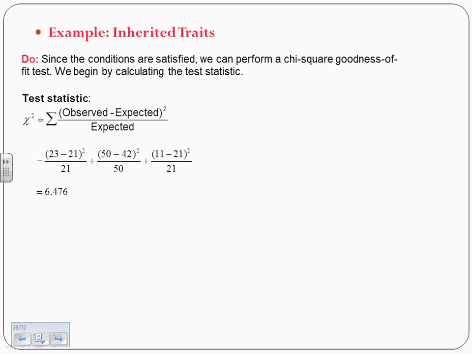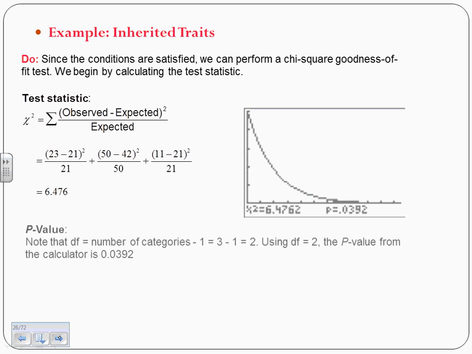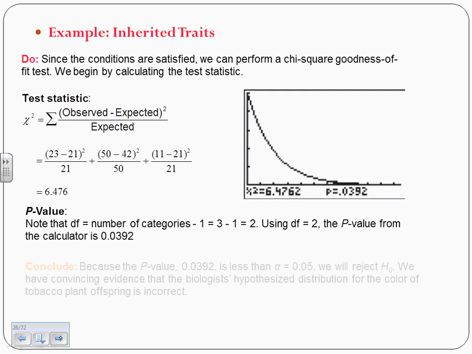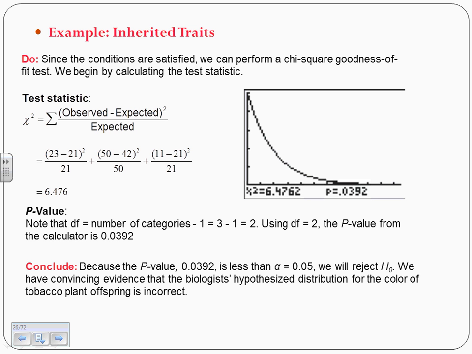State what test you're using. Find your chi-squared statistic. Find your p-value. In this case, since it's smaller than 0.05, this is statistically significant. So we have convincing evidence that the biologists' hypothesized distribution for the color of tobacco plant offspring is incorrect.